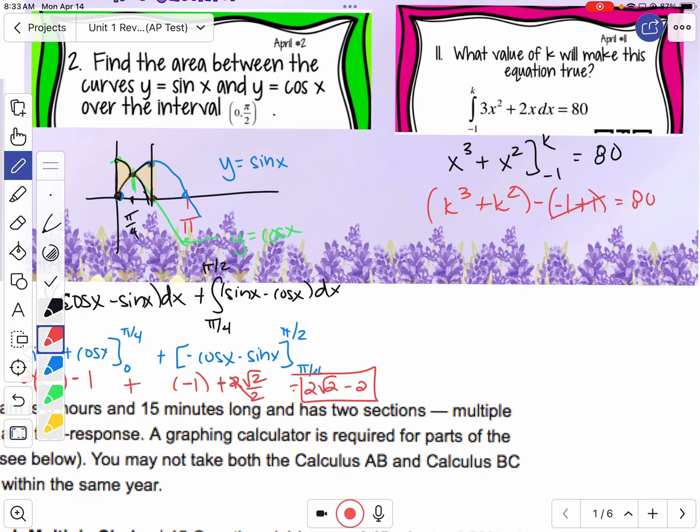So the ones would cancel out. K cubed plus k squared equals 80. And we could put that on our calculator and solve for k. All right. Is it 4? Okay. Yeah, I didn't have the answer in front of me.